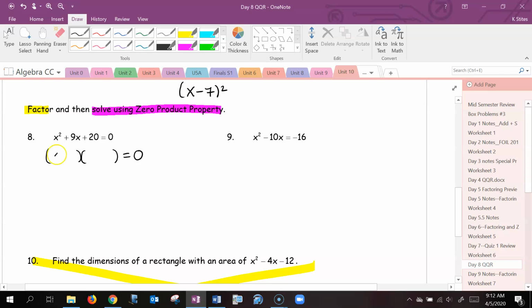Okay, so I'm going to put my format like this. Notice I've also brought down my equal 0, and I'm multiplying to 20, adding to 9. That will be a 5 and a 4. So this is your factoring step that we just did here. Now we're going to do the solving step. The solving step is where we set each individual part equal to 0.